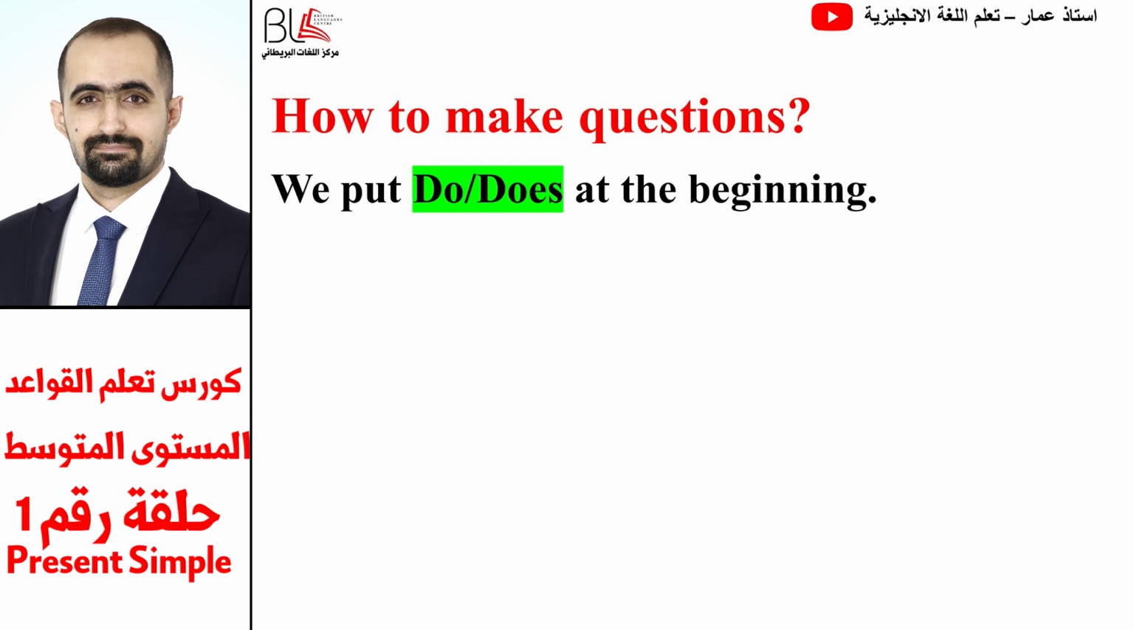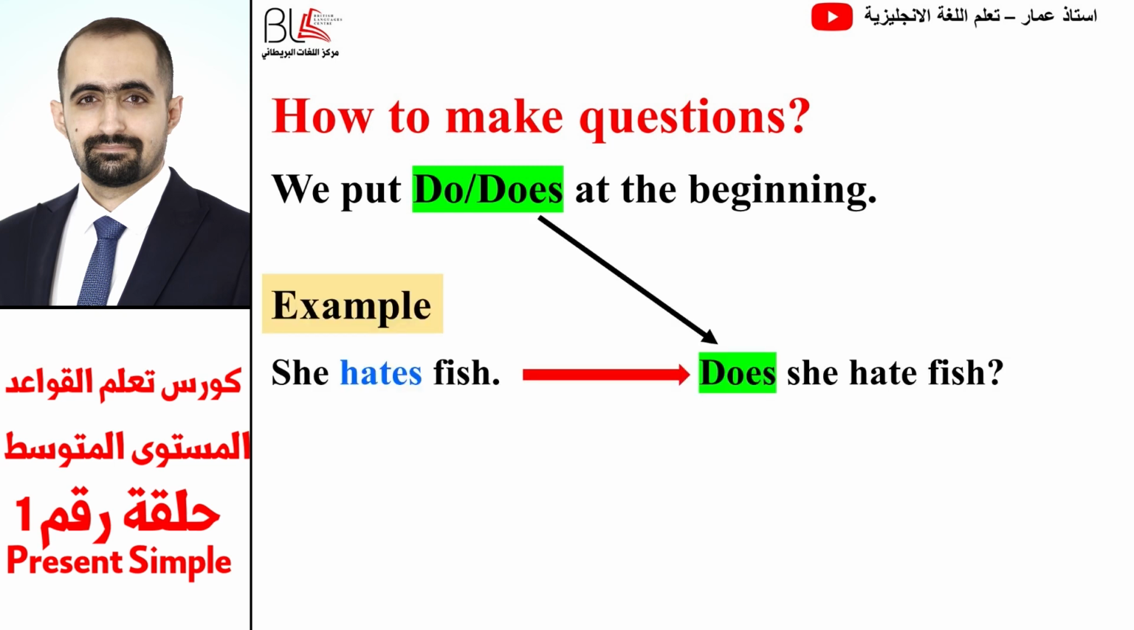Now, what about questions? How to make questions? كيف نقوم بتكوين الأسئلة؟ We put do or does at the beginning. نضع do أو does في البداية. So for example, the same example. She hates fish. نفس المثال. If we want to make it a question, لو نريد أن نجعلها سؤال, does she hate fish? Does she hate fish? مثل ما ذكرنا أنه نضع does أو do في بداية الجملة.